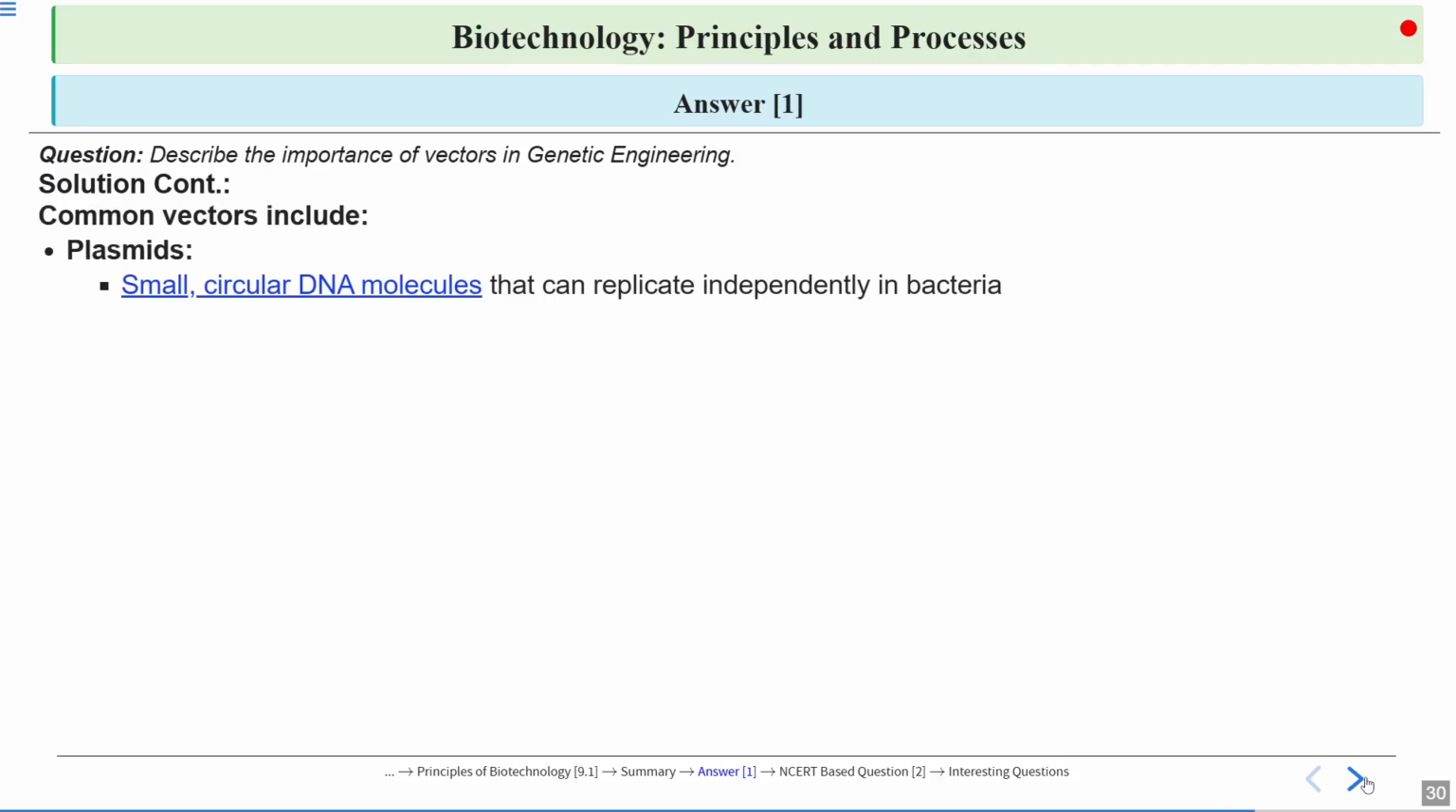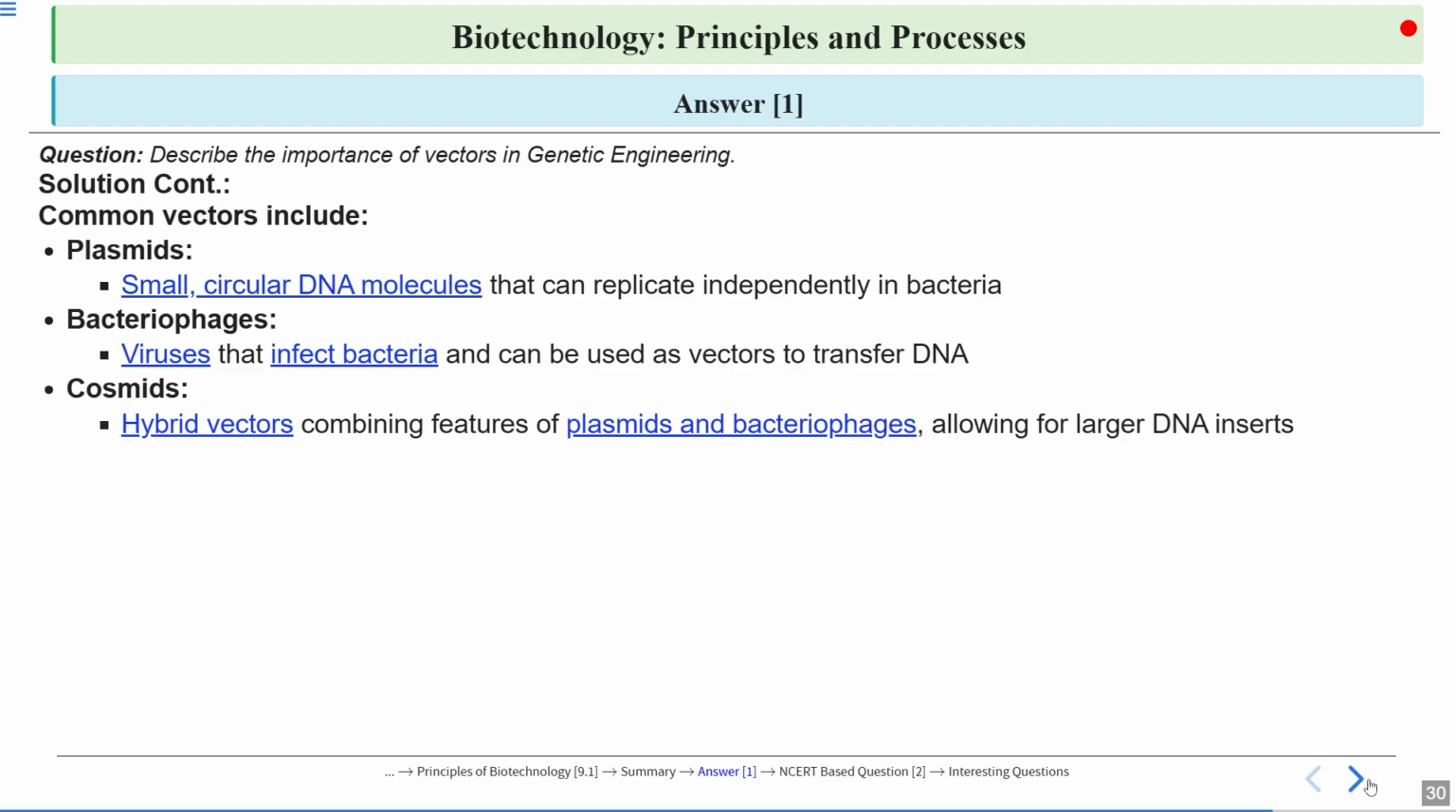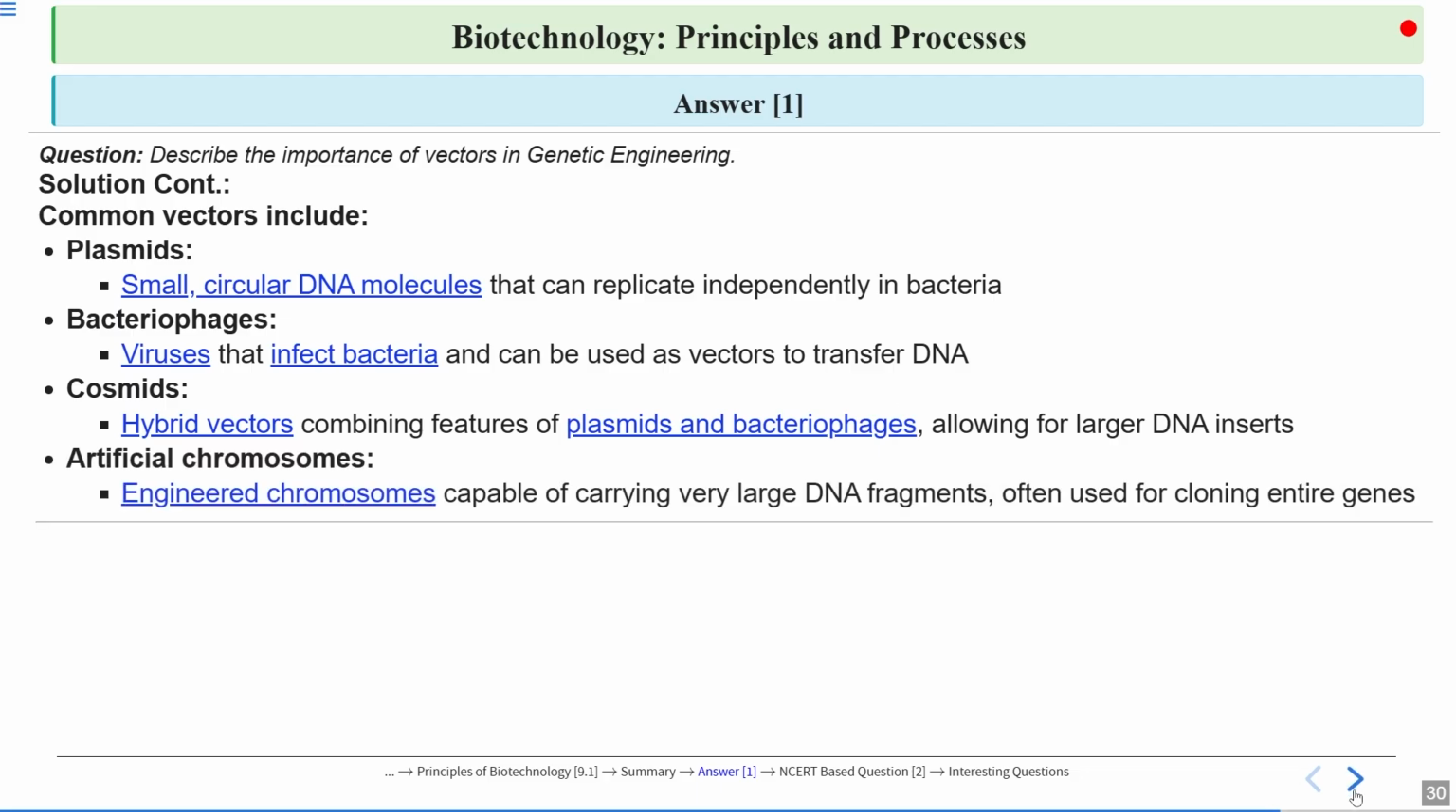Common vectors include plasmids. As I told, it is a small circular DNA molecule that can replicate independently, that is autonomously, in bacteria. Bacteriophages are viruses that infect bacteria and can be used as vectors to transfer DNA. Cosmids are hybrid vectors combining features of plasmids and bacteriophages, specifically used because they allow larger DNA inserts. Artificial chromosomes are engineered chromosomes capable of carrying very large DNA fragments, and are often used for cloning entire genes.